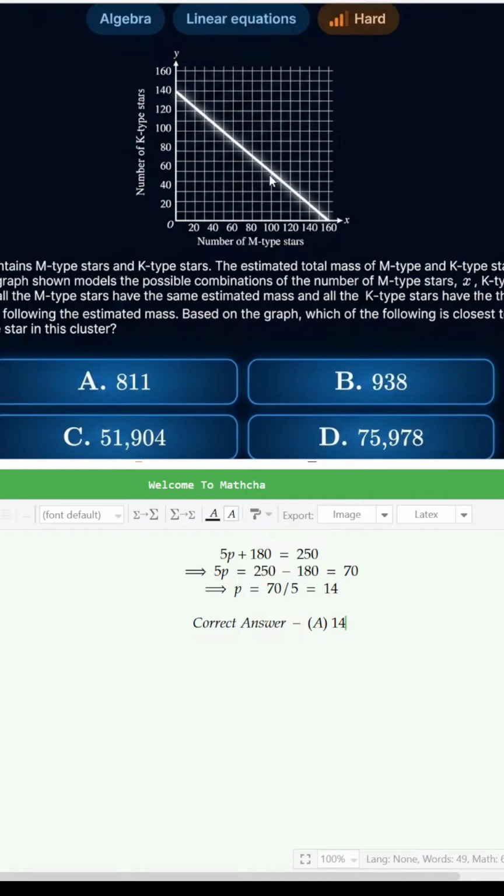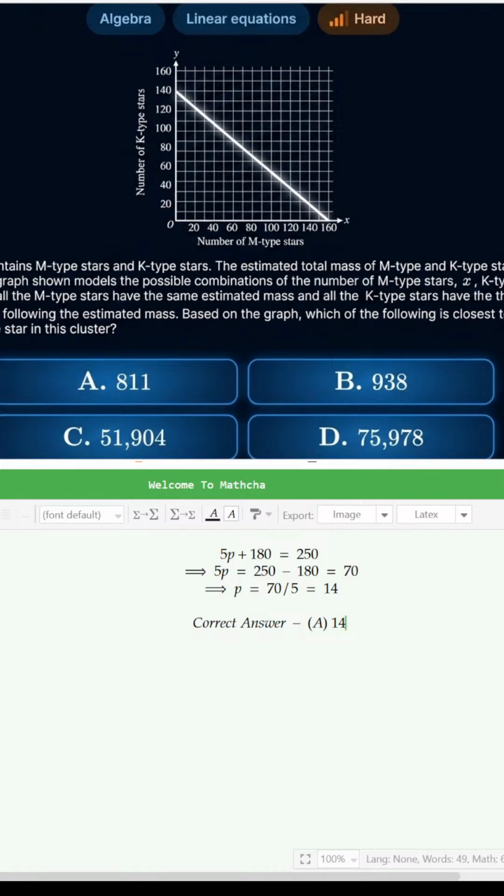If we get the maximum total number of M-type stars it can contain, then we can find the mass of one M-type star. Here you can see that the line intersects the x-axis at 160. That means around 160 M-type stars can be accumulated in the star cluster when there are no K-type stars. If it contains only M-type stars, then it can have at most 160.